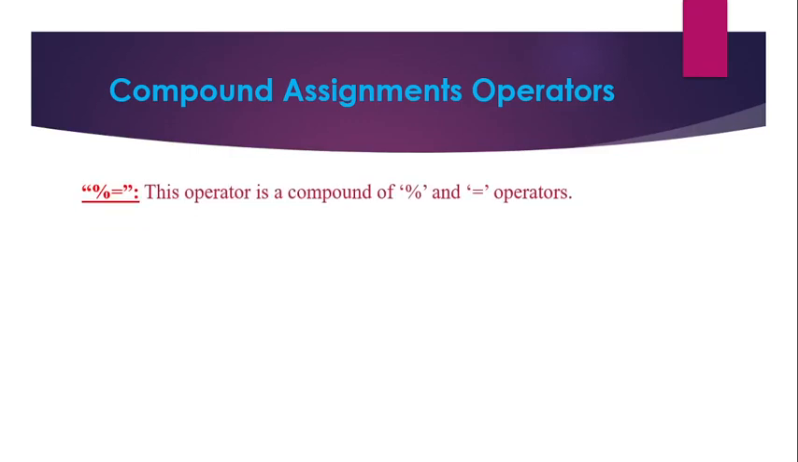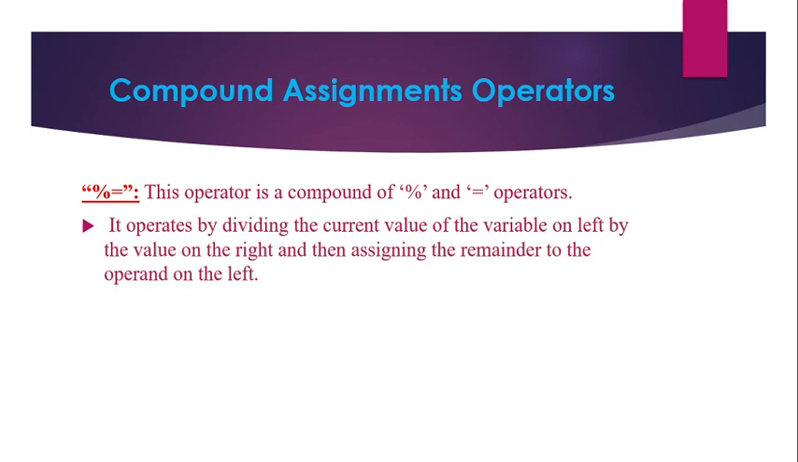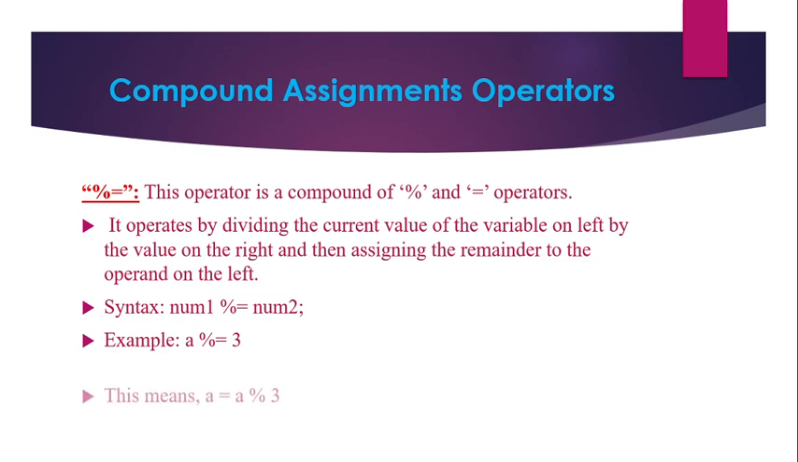Next is %=. This operator is a compound of modulus and equals operator. It operates by dividing the current value of the variable on the left by the value on the right and then assigning the remainder to the operand on the left. And its syntax is num1 %= num2. For example, a %= 3, which means that a = a % 3.